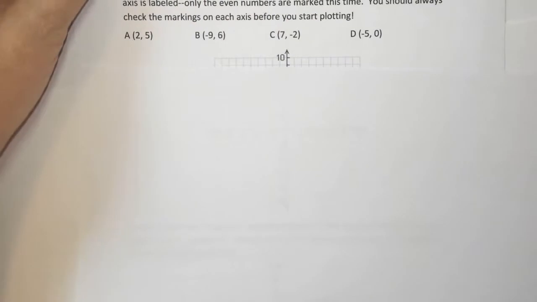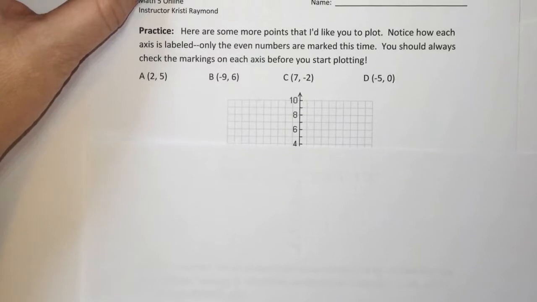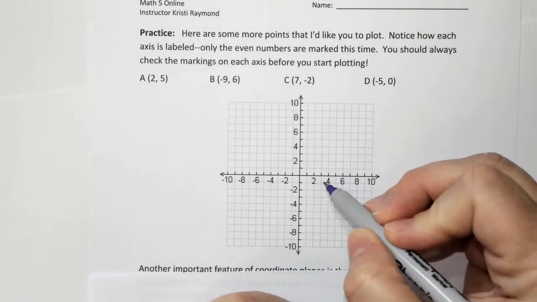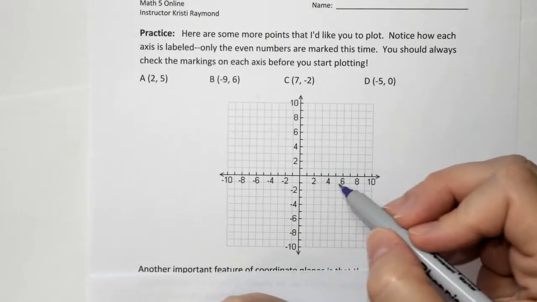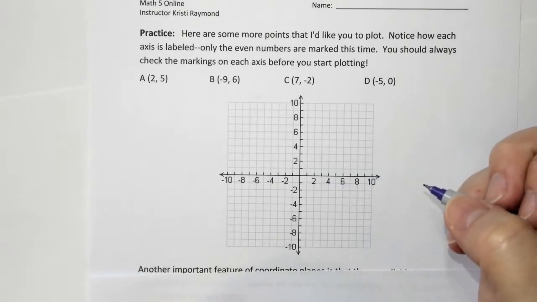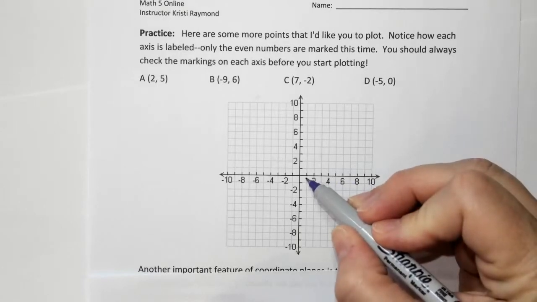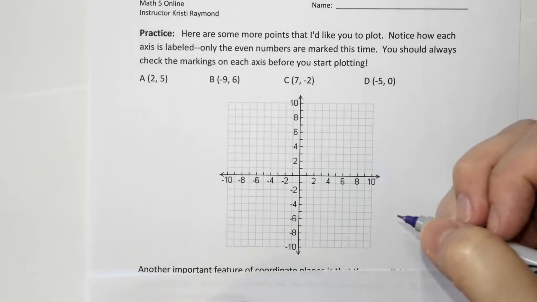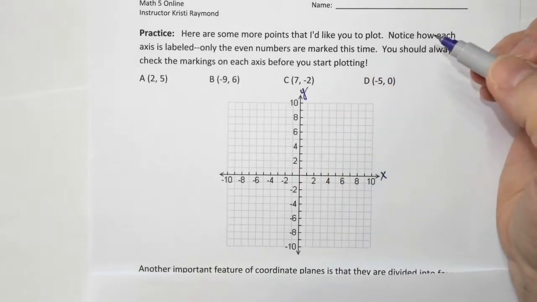All right, so I have some more points for you here to plot, but I want you to notice this time how each axis is labeled. Only the even numbers are marked. Previously, we've had 1, 2, 3, 4, 5, 6, 7, and all the way. This time, they've skipped. They've just put it 2, 4, 6, 8. You really have to look carefully to see how a coordinate plane is labeled. Sometimes you'll see, for instance, where each of these hash marks represents 10 or even 100. So pay attention to how it's labeled. Make sure you know your x-axis and your y-axis, and get started.